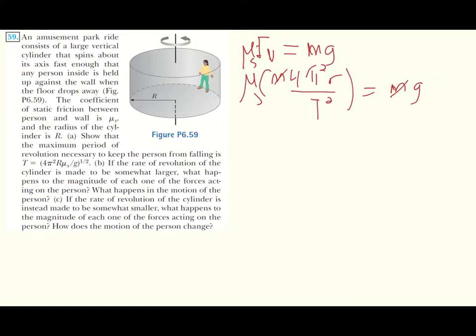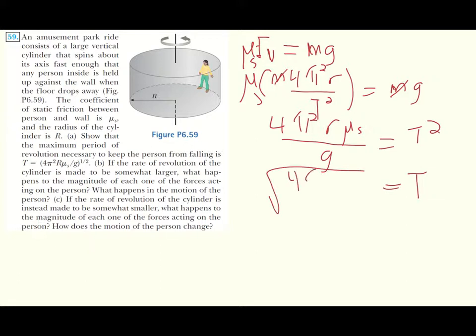We have to find the period, so I'm going to move this to the other side and move that to the bottom. So we have 4 pi squared r mu sub s over g equals T squared. You can see we just take the square root of both sides, and we get T equals 4 pi squared r mu s over g to the 1/2, which was our goal all along. So good for us. All right.